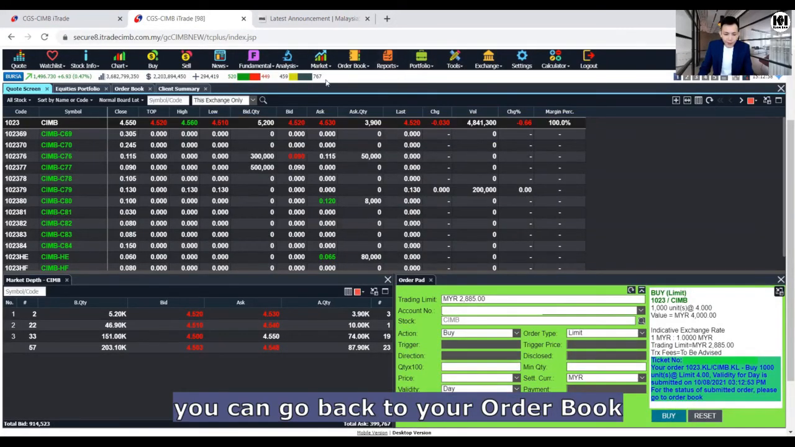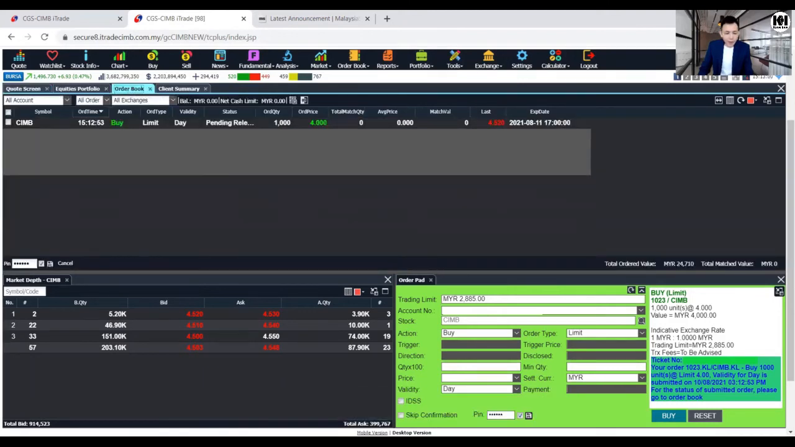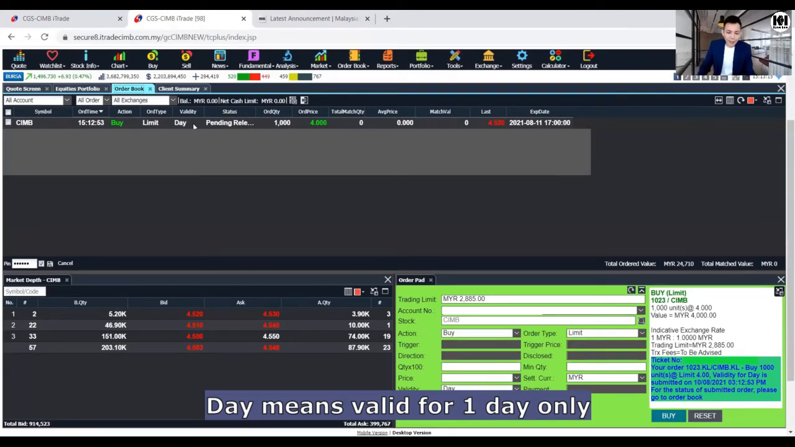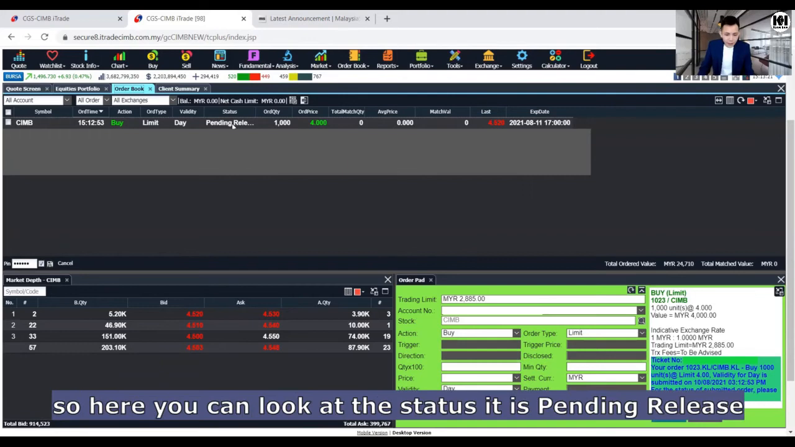You can check your order here. You can go back to your order book. In the order book here, you can see the symbol is CIMB Bank. You ordered today. Then the action is buy, limit, day. Day is valid for 1 day only. Because today is a holiday, it will be on the next day. So here you can look at the status.